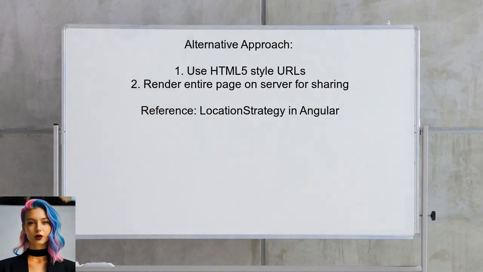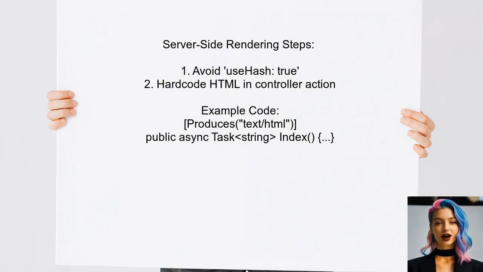An alternative approach suggests using HTML5 style URLs instead of hash-based URLs in Angular. This allows for better sharing on social media. For each URL you want to share, you need to render the entire page on the server to return the correct HTML. To enable server-side rendering, avoid using useHash: true. You can hardcode HTML in your controller action to return the pre-rendered HTML. This method allows you to serve the Angular application without relying on Razor views.